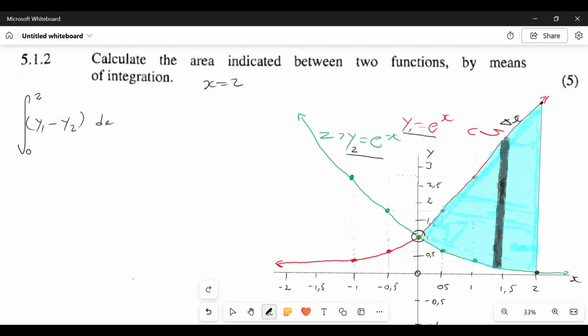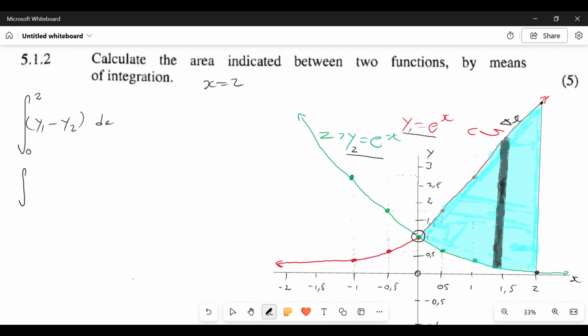And then the graph that is beneath, as you can see, the green graph there, which is y2, is going to be negative. So whenever you calculate the area, consider which graph is on top of the area, which graph is beneath the area. The one on top is going to be positive and the one that is beneath is going to be negative. So let's substitute and solve.